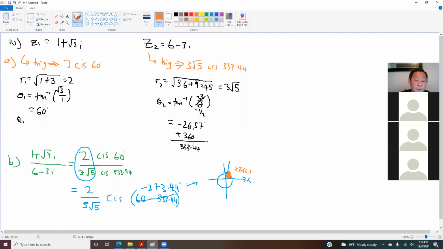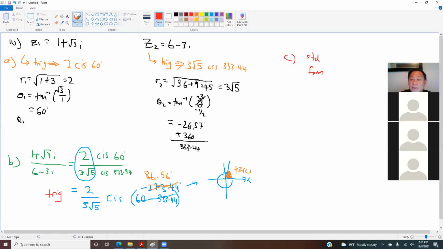So it'd be 86.56. So your answer in this case will be 2/3√5 CIS of 86.56 degrees. And the last thing we're going to talk about here is part C, where you want the standard form. Part C, they want you to do the standard form.